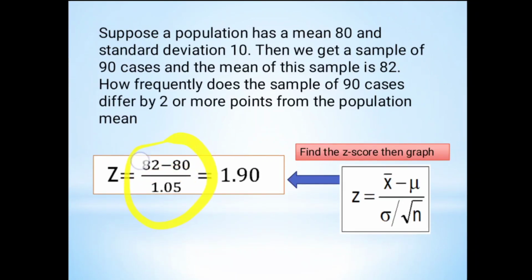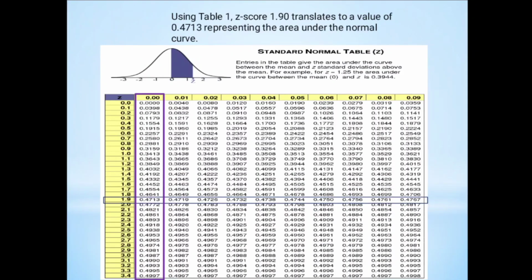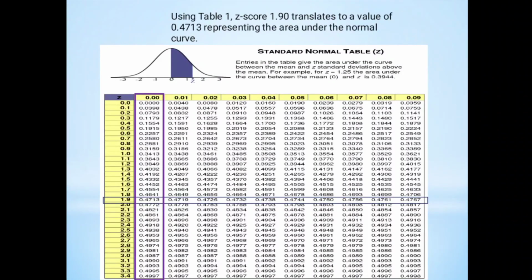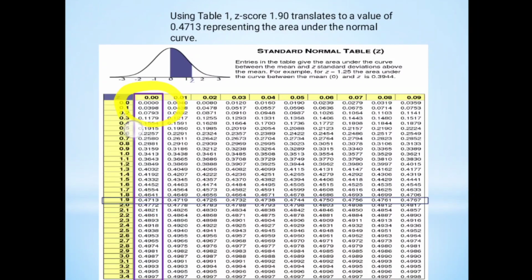So if we simplify this, we will obtain 1.90 or approximately 1.90. This is our z-score. So after having the z-score, let's try to locate it on our table 1. Okay. So when we use the table 1, that is the area between the population mean and the certain z-score. Okay. So here, our first step is to look at the whole number and the tenths place. So 1.9. Then here we have 0.00 because we have 1.90 as our z-score.